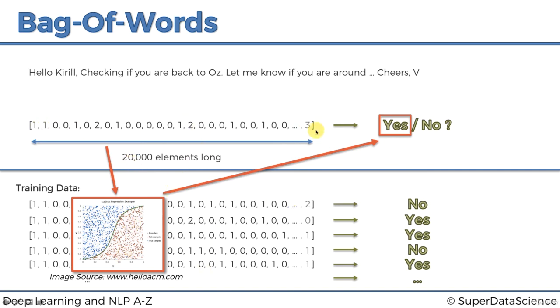So we can safely feed in this vector. It's got the same number of features. Bam, we get an answer. So for instance, we get yes. And then we can look back: what did the actual email say? It said, hello, Kirill, checking. Oh, okay. So based on my training, I would have most likely replied to this with a yes.